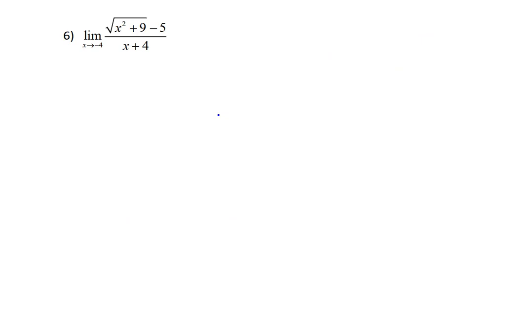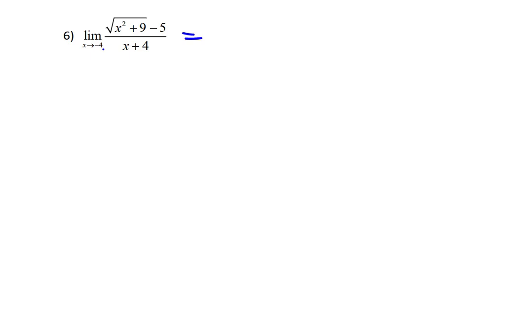Let's try a sixth example. This one is the limit as x approaches -4 of the following function. The numerator is the square root of x squared plus 9, that's all under the root, and then minus 5, all over x plus 4. Now, of course, try a direct sub right away. You might get lucky, probably not.